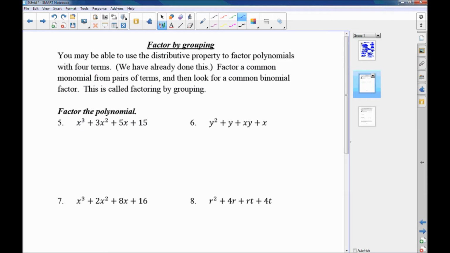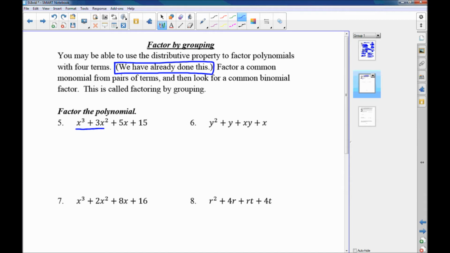Page 2, factor by grouping. So we may be able to use the distributive property to factor polynomials with 4 terms. You've seen this inside, and in Khan Academy. To factor a monomial from pairs of terms and then look for a common binomial factor is called factoring by grouping. So if you look at number 5, let's look at just a pair of them.